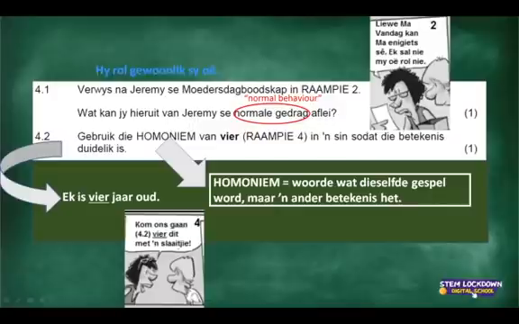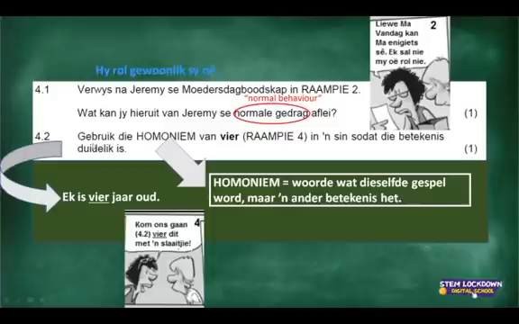Now I've inserted the frames to each of the questions, it's just easier. So kom ons kyk, liewe ma, vandag kan maar enigiets sê, ek sal nie my oor rol nie. Okay, so what do we derive from Jeremy's normal behavior? Hy rol gewoonlik sy oë. He usually rolls his eyes.